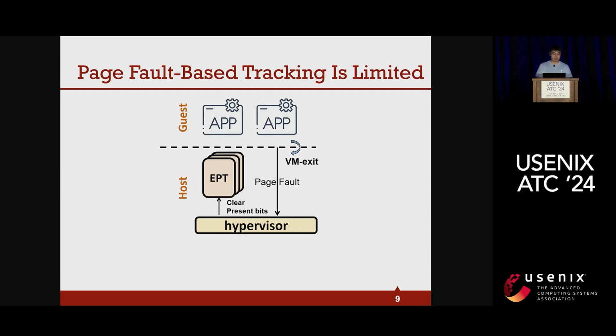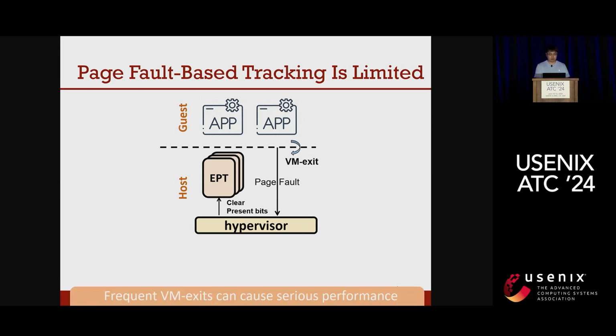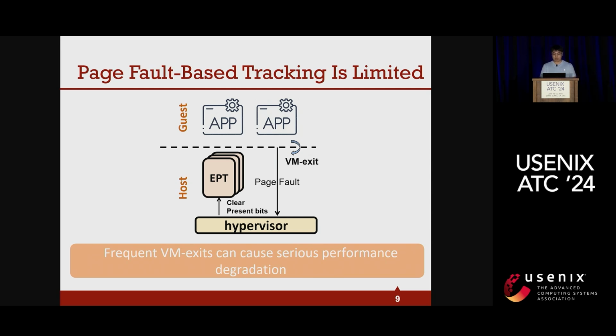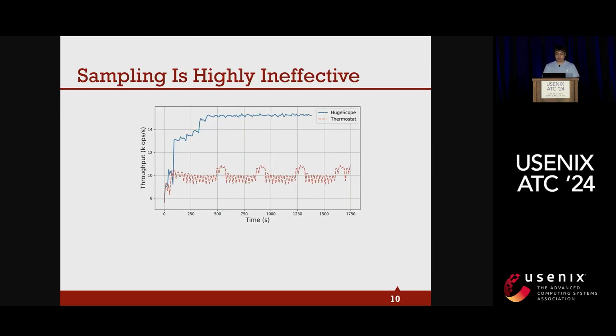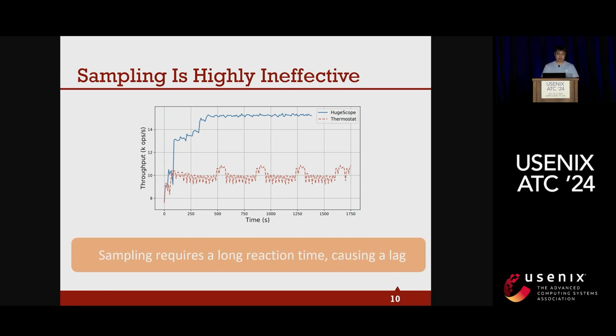Another common method is page fault-based tracking, which marks all the pages as protected, and it can get the accurate address through page fault when access happens. However, under virtualization, a VM exit for each access severely degrades performance. Another idea is to monitor sampled pages to reduce the overhead. But the experiment shows that there is always a lag in sampling, and it can't respond effectively to memory access changes.